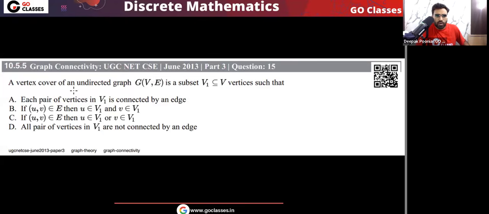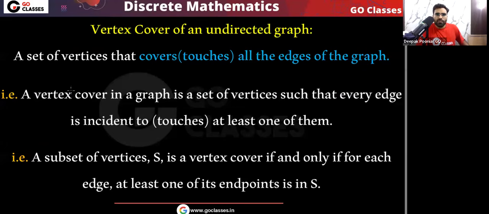A vertex cover of an undirected graph G(V, E) is a subset V1 of vertices such that... basically the question is asking the definition of vertex cover in an undirected graph. What is the definition of vertex cover? This is what the question is asking. So what is the definition of vertex cover? Vertex cover is a set of vertices which will cover all the edges of the graph. Very simple. So a vertex cover of an undirected graph is a set of vertices that will touch all the edges of the graph.